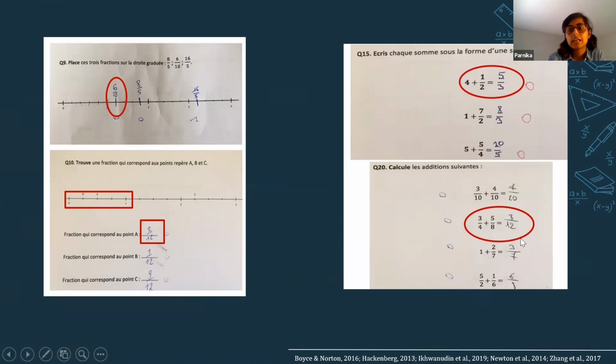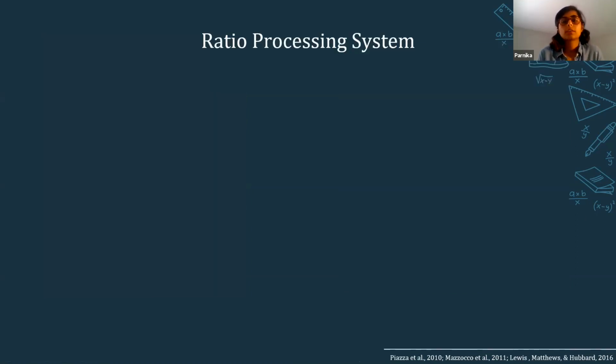On fraction arithmetic, we see the classic error pattern where they are adding across numerators and denominators in both like denominators as well as unlike denominators. And so one of the reasons could be that there might be an underlying deficit, or there might be an underlying inability to access the non-symbolic relational magnitudes, which is leading individuals across the board having difficulties, having these persistent difficulties. And so what we wanted to see was do they have an underlying deficit in the ratio processing system?